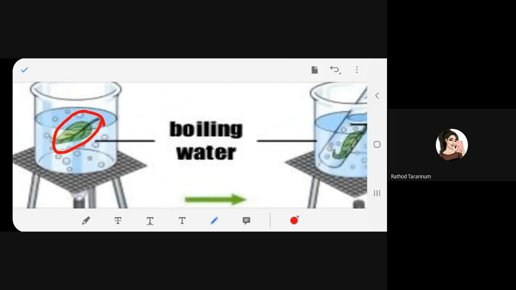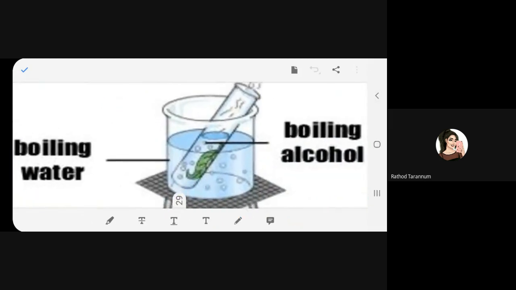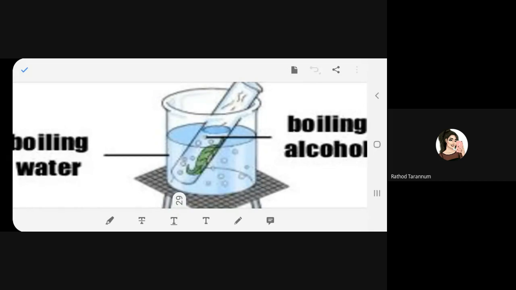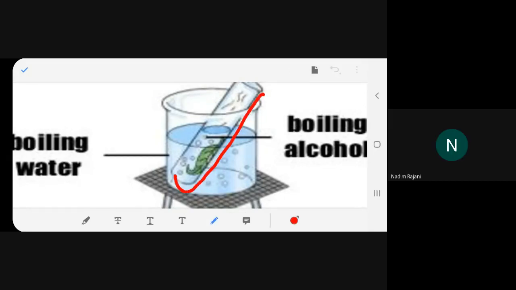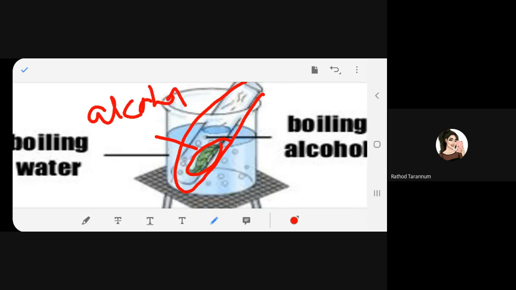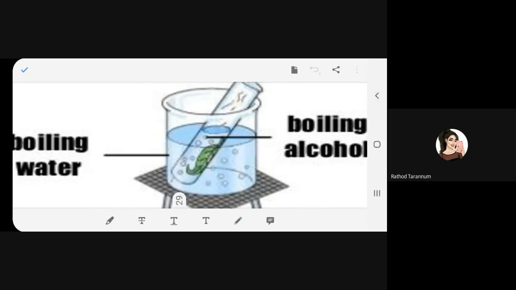We put it in boiling water. Then the same leaf, we put it in a test tube. Can you see this test tube and this leaf over here? And what is inside it? Spirit, or alcohol. Alcohol is the other name of spirit. And then we put it in the beaker.